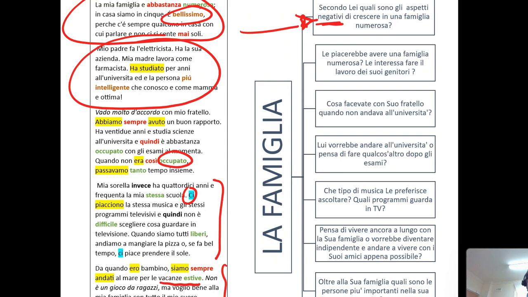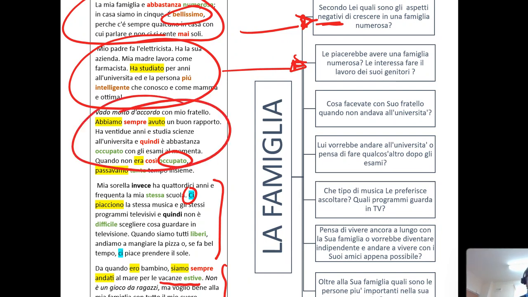Here you talk about your parents, their profession, their job. "Mio padre fa l'elettricista, mia madre lavora come farmacista." A question that could probably be asked is whether you want to pursue the same career, or if you have an interest in what your parents are doing. "Le piacerebbe, le interessa il lavoro dei suoi genitori?" Or maybe would you like to have also a large family with many children? For you in the future, is it something that interests you?